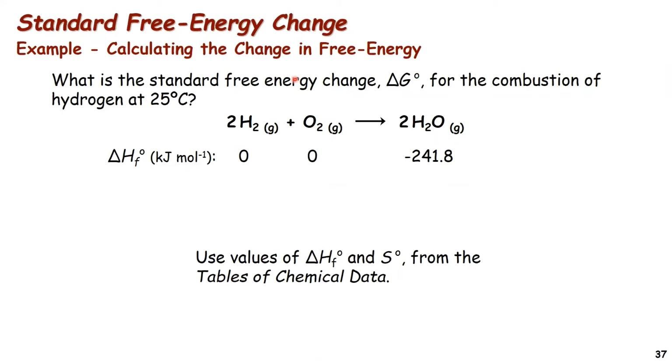Now, we're going to look up the absolute entropies. And again, since none of these are ions, they all have to be positive. So the entropy for hydrogen gas at standard conditions is 130.7 joules per Kelvin per mole. Again, notice that these are in joules and the enthalpies are in kilojoules. The O2 is 205.2 joules per Kelvin per mole, and the gaseous water, 188.8 joules per Kelvin per mole.